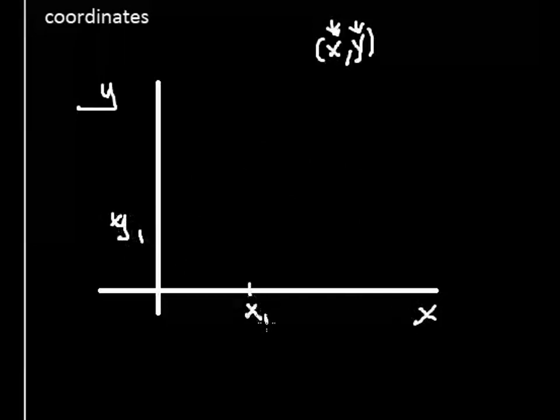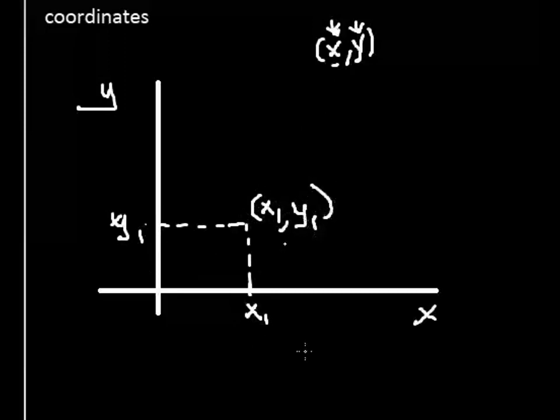So if I want to locate a point that corresponds to y1 and x1, all I need to do is trace it to the point where they intersect. Any point in a graph or in a plane is made up of the intersection of two coordinates, which is a pair of coordinates. The pair is x comma y. So at this point, this is going to be x1, then comma y1.